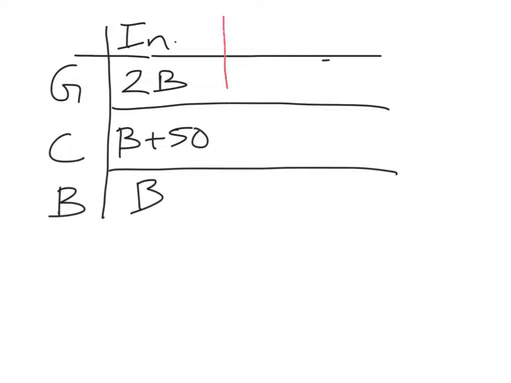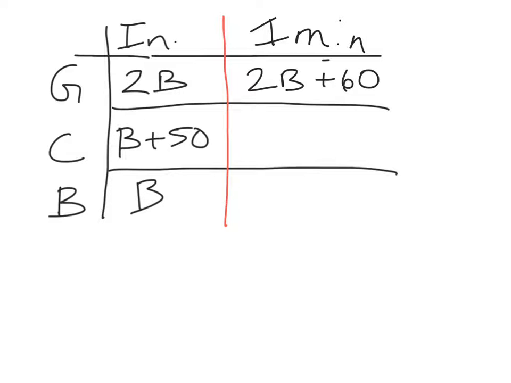Now, we have after 1 minute. And it says in 1 minute, each person can type 60 words. So that means that George is 2 times Bill plus 60, because he's gained 60 words a minute. And Charlie, speaking of Charlie, my actual Charlie's here. Charlie can also gain 60 words. So Bill plus 50 plus 60. And then Bill just gains 60 words himself.